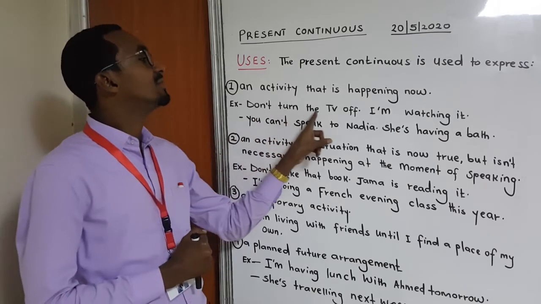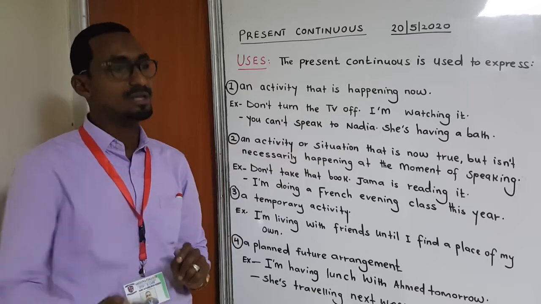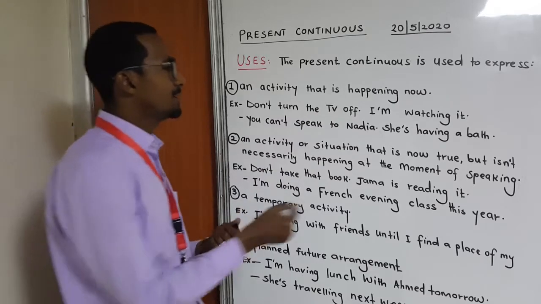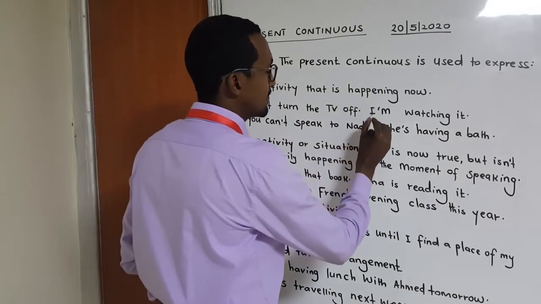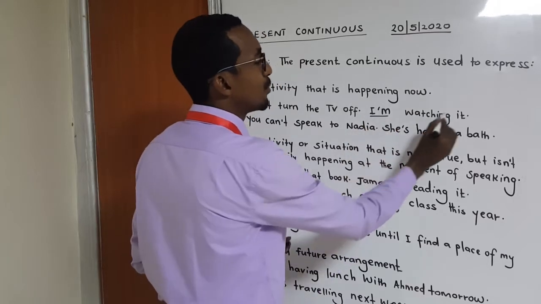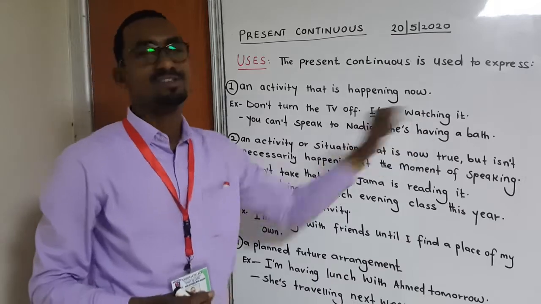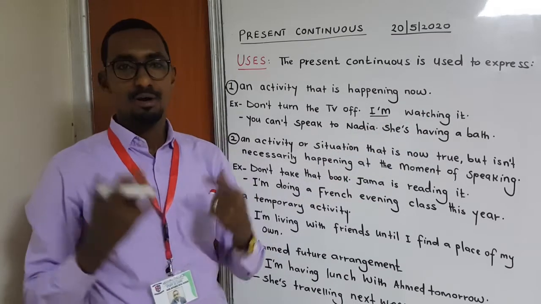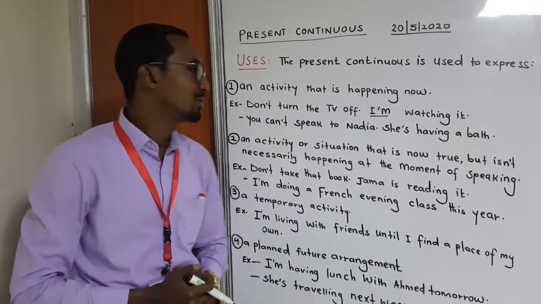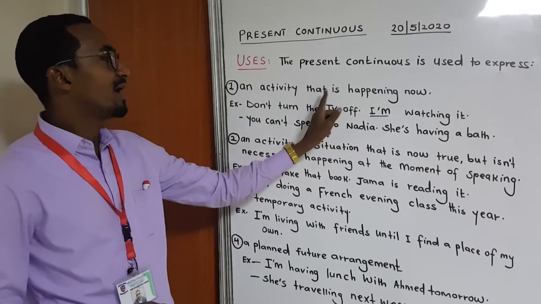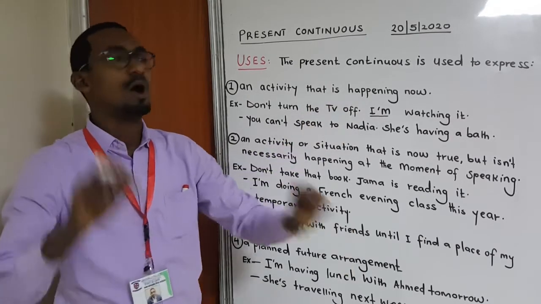Don't turn the TV off. The TV has the meaning. Why? I am watching it. This is the present continuous. I am watching it. Good. So it means that the action is happening now.